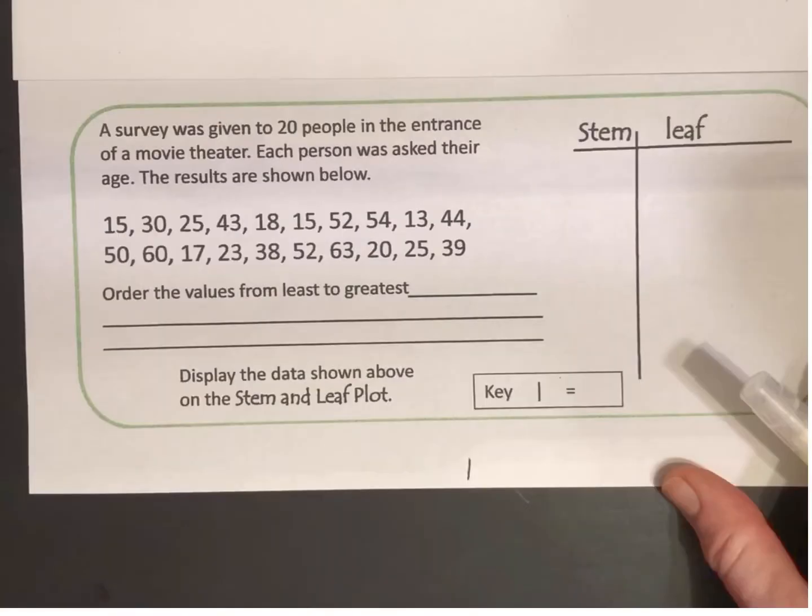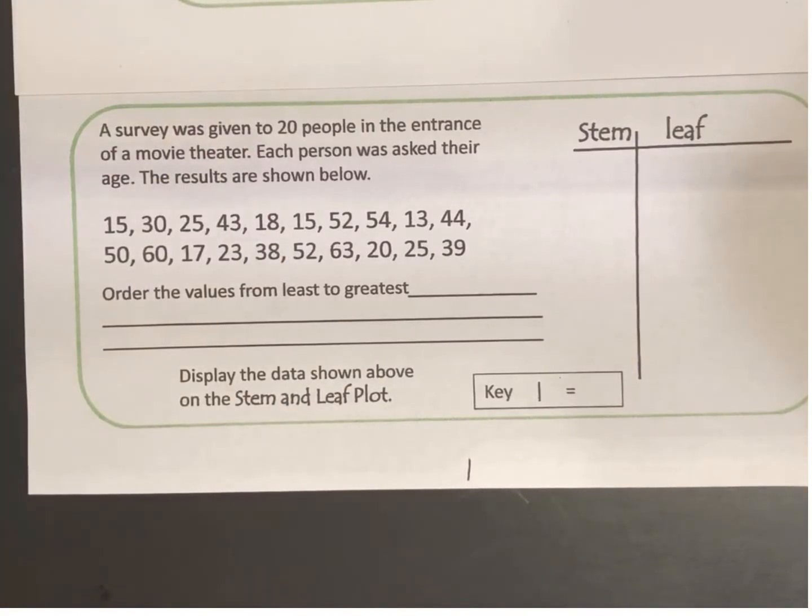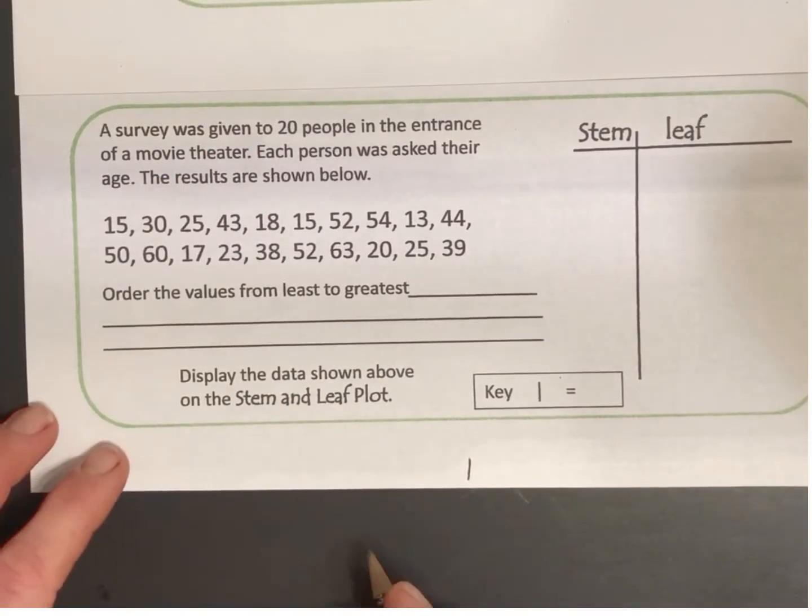Let's take a moment to read it. A survey was given to 20 people in the entrance of a movie theater. Each person was asked their age. The results are shown below. As in real life, they're not in any particular order.